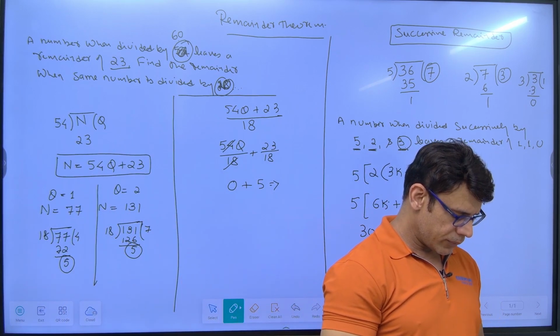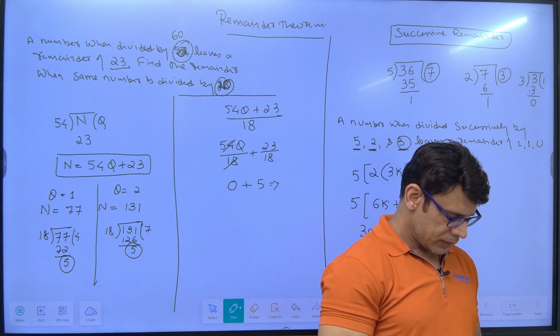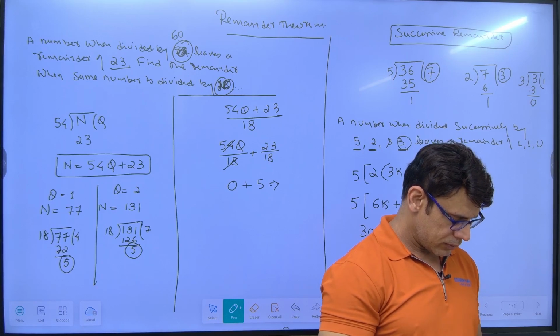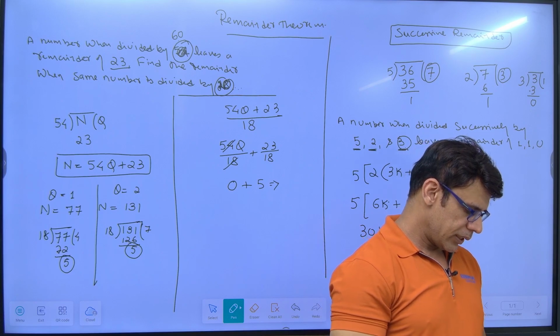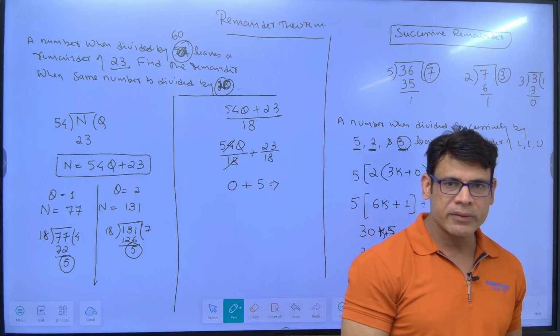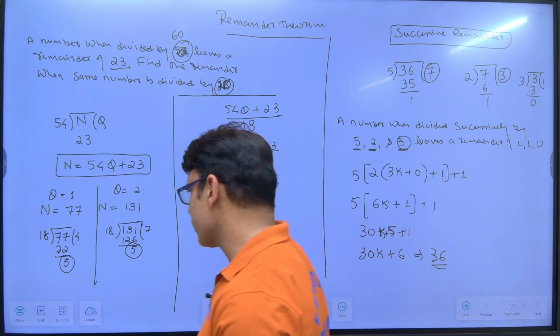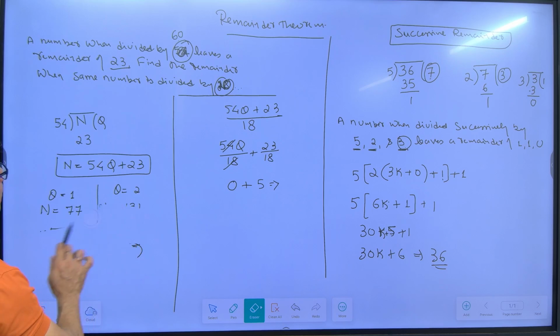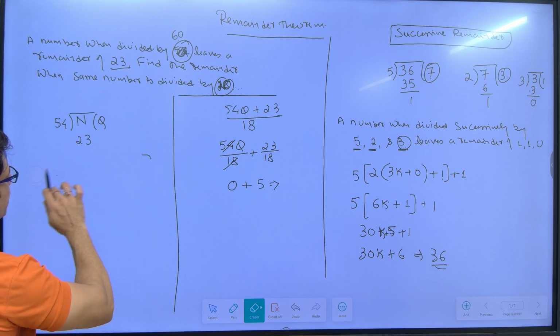CAT has asked questions. What type of question I tell you? Questions that can be solved by successive remainders also, and there is another way of solving those questions also. I tell you the question, and then binomial expansion will start.